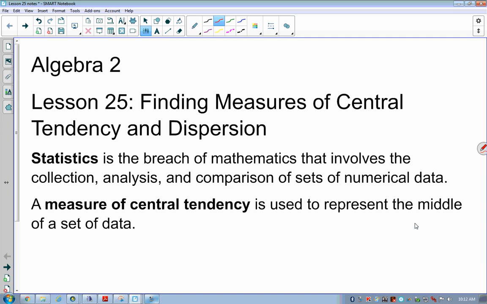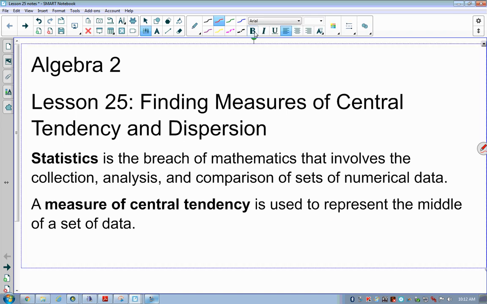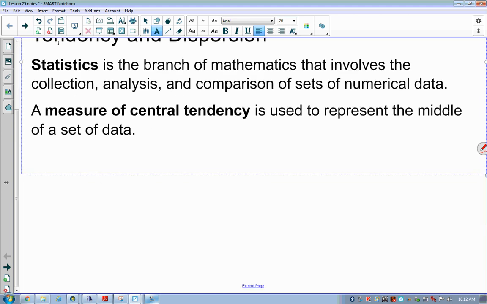Statistics is the branch of mathematics that involves the collection, analysis, and comparison of sets of numerical data. A measure of central tendency is used to represent the middle of a set of data. Central tendency, middle. Okay.